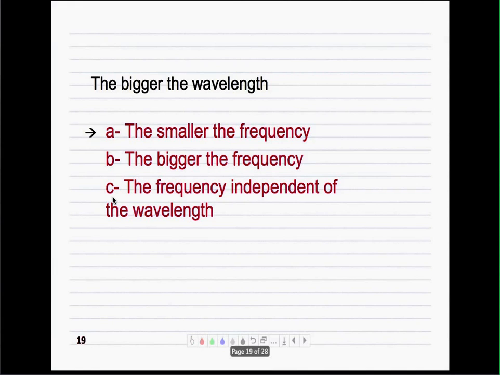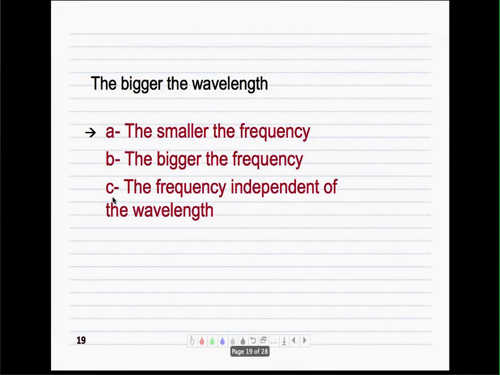Okay, let's see. Very good. A is the right answer. So the bigger the wavelength, the smaller the frequency. In other words, wavelength and frequency are inversely proportional, not directly proportional. So if I tell you something has a high frequency, that's for sure a short wavelength.